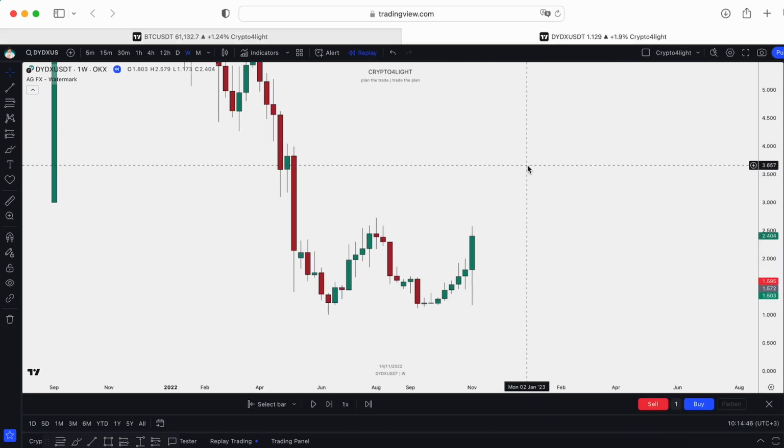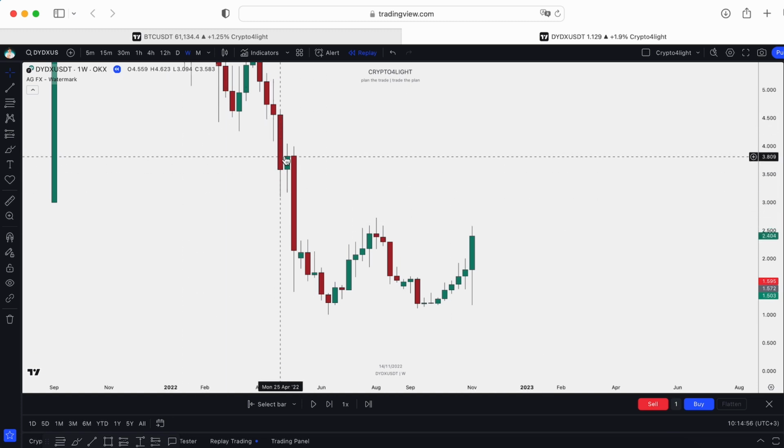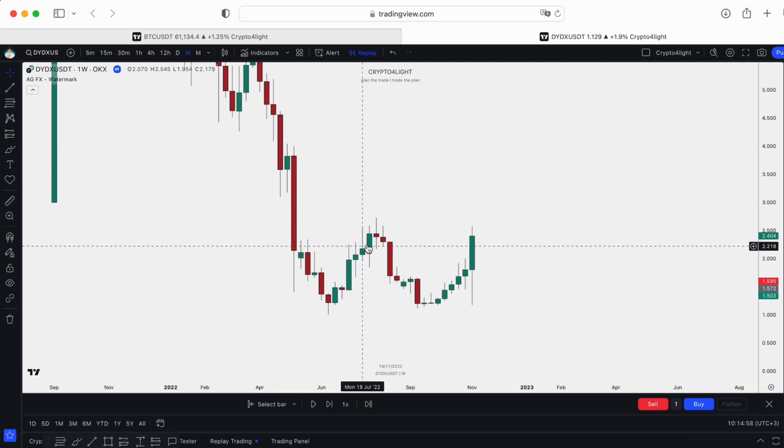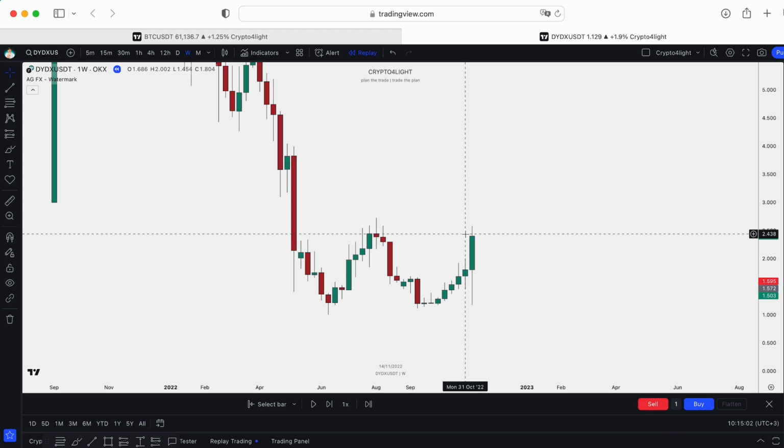Now let's take a look at another example of why the patterns don't always play out perfectly well. For example, this is a weekly time frame, DWX. So we got a drop, bounce, drop, form the perfect double bottom, right? And based on that analysis.